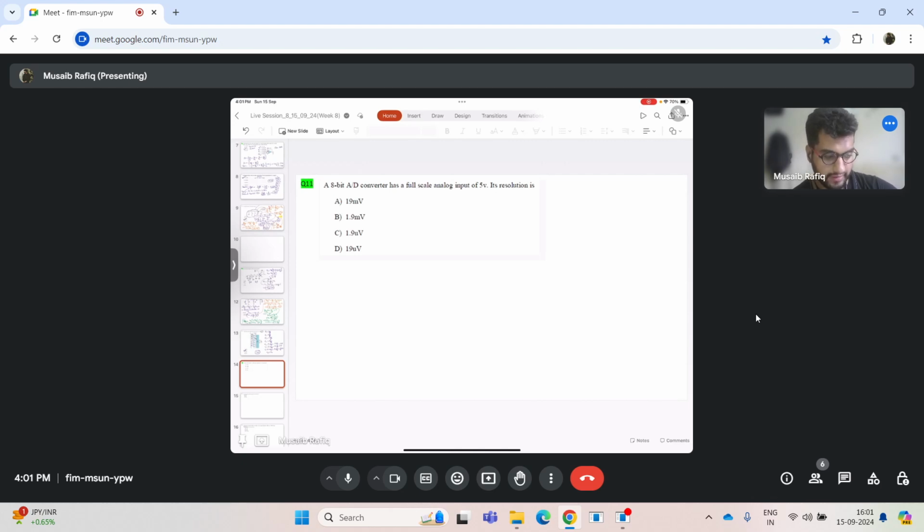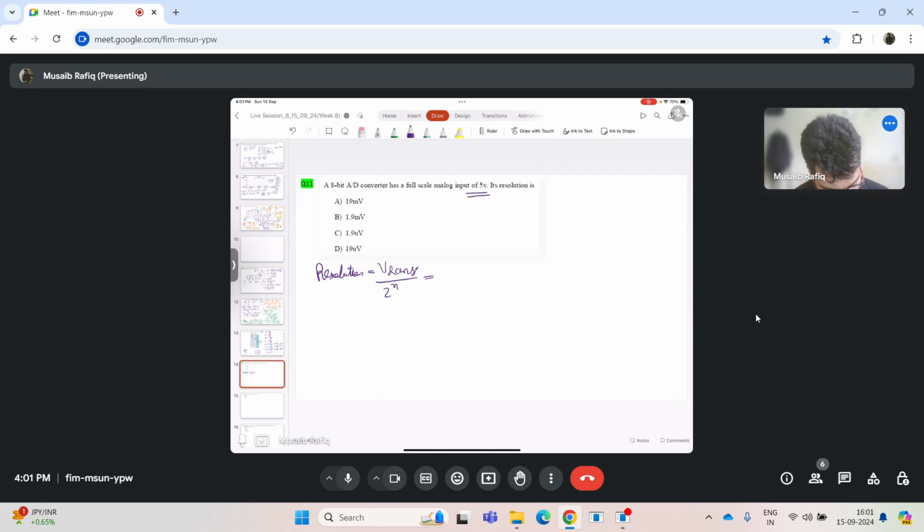Has anyone done it? So let me show you the solution. The resolution is simply equal to V range by 2 raised to the power n. Your range is 5 volts divided by 2 raised to the power n, and your n is 8. So this is 5 by 2 raised to the power 8, which is equal to 0.019 volts. That is equal to 19 millivolts. Option A is the correct answer.